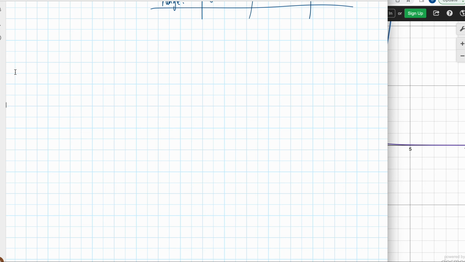And maybe we might be asked, let's consider a graph, let's call it k of x, and it's equal to 2 to the x plus 2 plus 3. And let's go another one. M of x is equal to negative half times 3 to the x take 4.